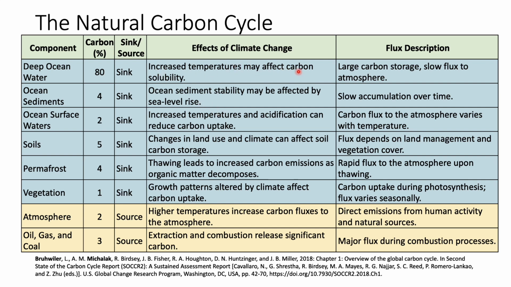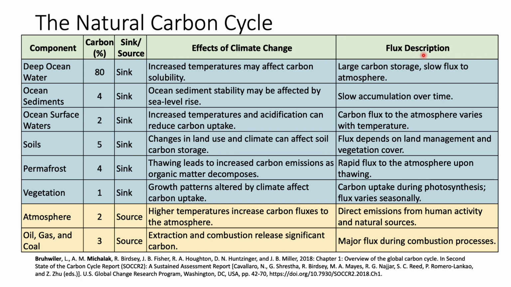The increased temperature may affect the carbon solubility in the deep ocean water. In a later part we are going to study ocean acidification. There we will study how dissolved carbon dioxide in water produces carbonic acid, bicarbonates and carbonates, and how it affects the entire carbon cycle. We will study that elaborately. So the flux description for the ocean water is a large carbon storage with a slow flux to the atmosphere. That means lots of carbon is being taken up by the ocean, but only a very small amount is released back to the atmosphere. So something is coming in and something is also going out.